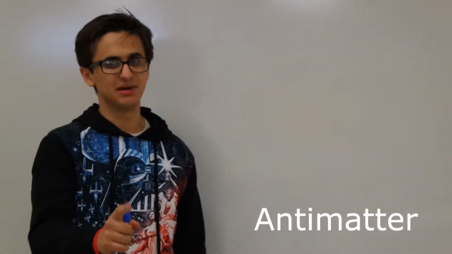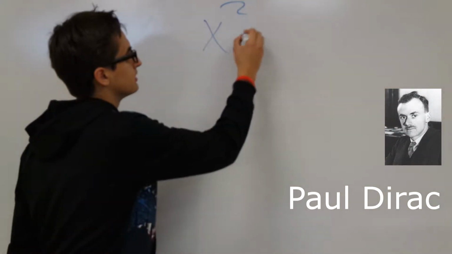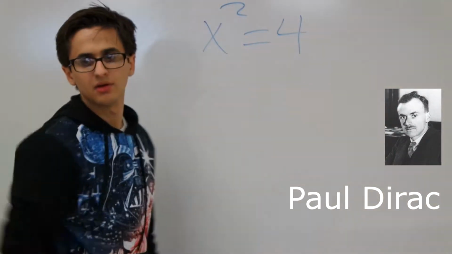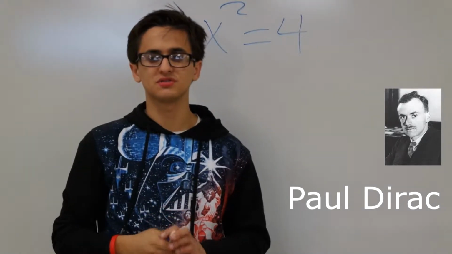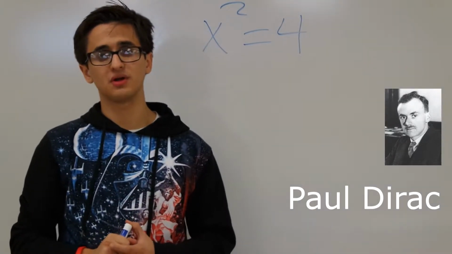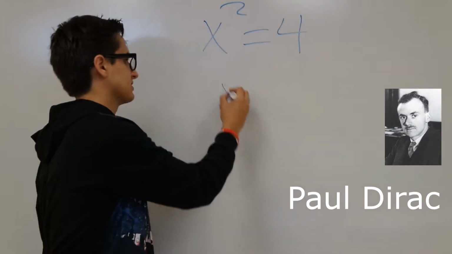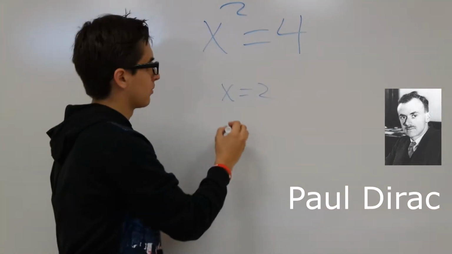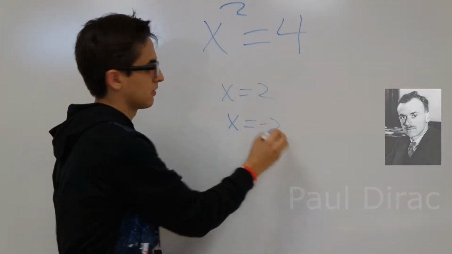Today, antimatter. Antimatter was first theorized in 1928 by English physicist Paul Dirac. He proposed the idea by famously referencing the equation x squared is equal to 4. He drew attention to the fact that the equation had two solutions for x. One where x is equal to 2, and one where x is equal to negative 2.